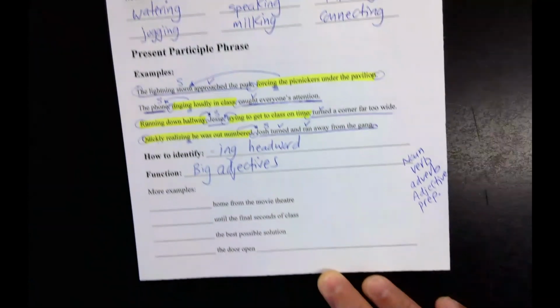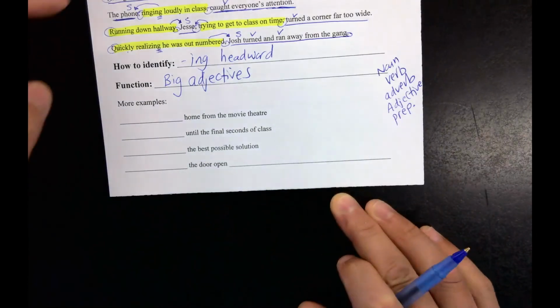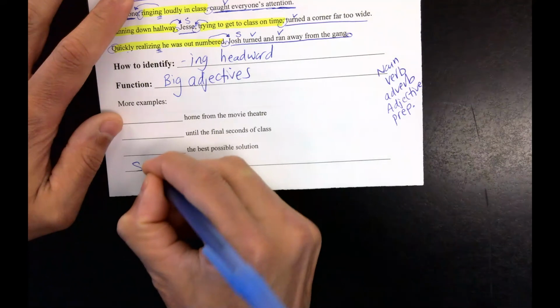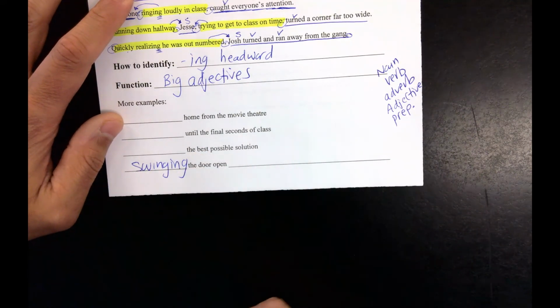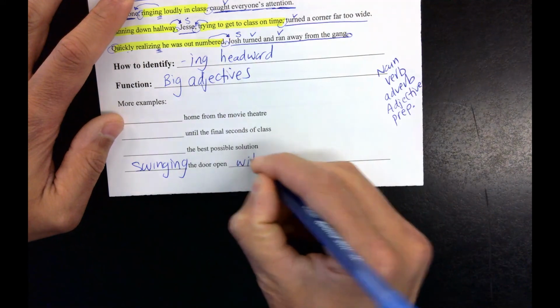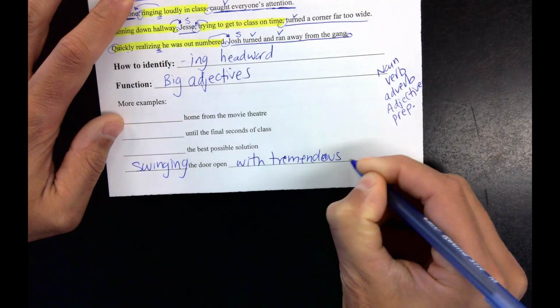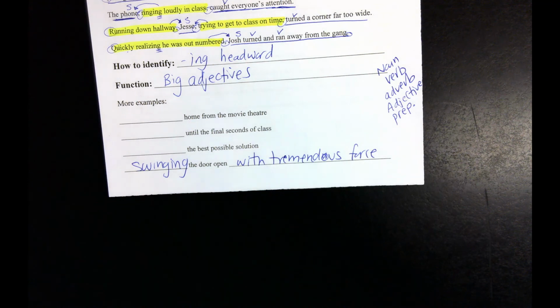Pick any three. I'll do the one at the bottom as an example: swinging the door open with tremendous force. Try the ones that come before it, though. We're not making complete sentences. We're making phrases that don't pass the "it could be true that" test.